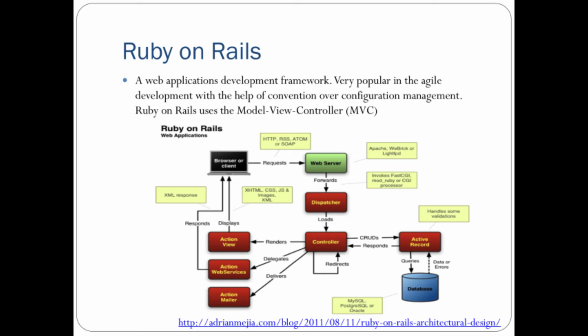Then the whole application can be summarized like this: you deploy a web application which has some web service, some controller, and some active records of databases. So these things you deployed: action view, action web service, action mailer, controller. You deployed active record database and dispatcher. This is your application. You write all these things, and then it goes to the web server.